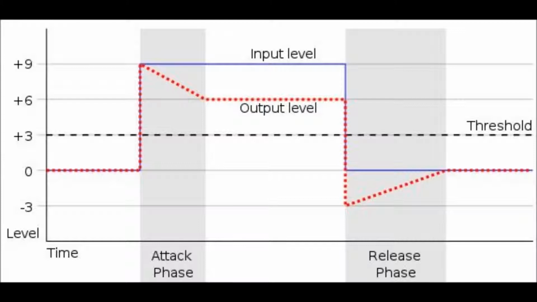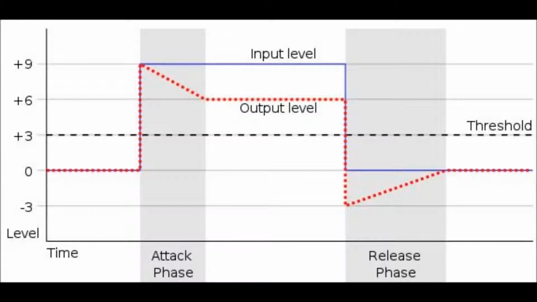Attack time. The attack time controls the amount of time that it takes for a compressor to turn down a signal once it's past that threshold. An attack time that is set too fast will turn down the transients, causing certain important elements of the sound to be lost. One that is too slow will end up allowing unwanted sounds through.